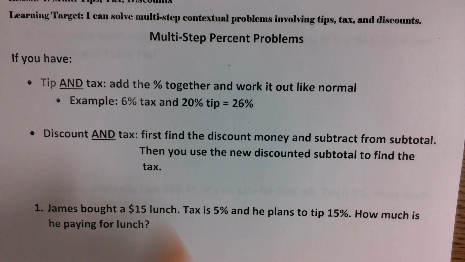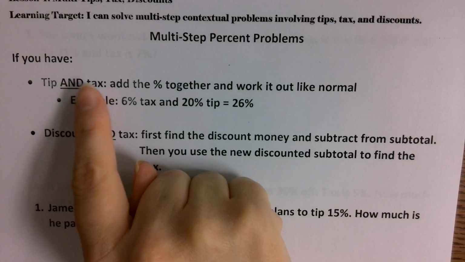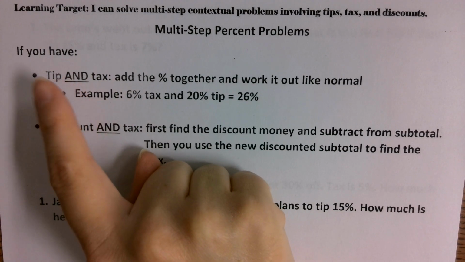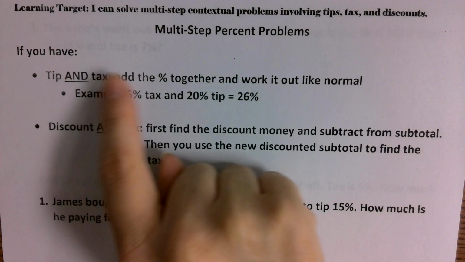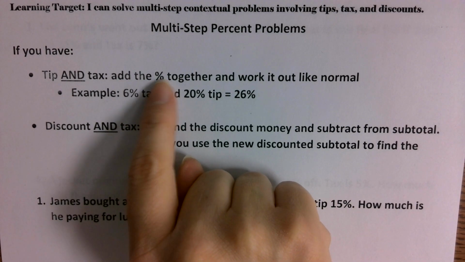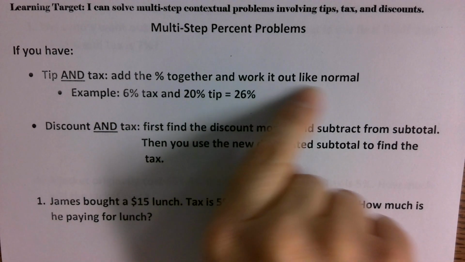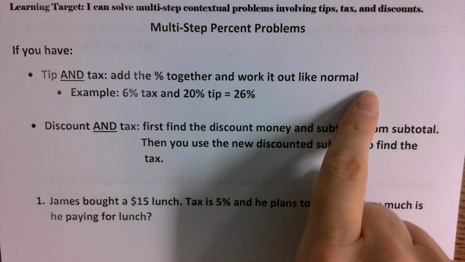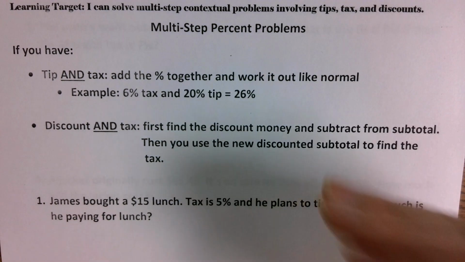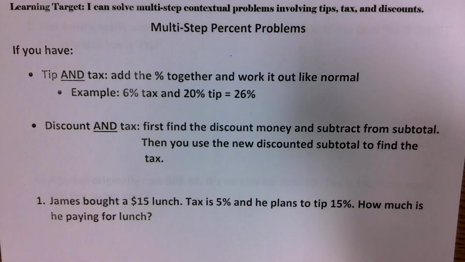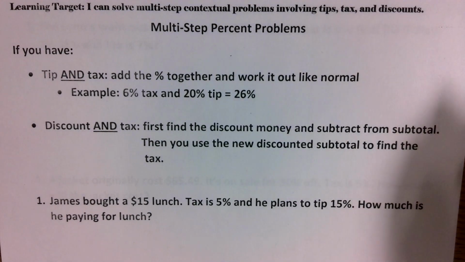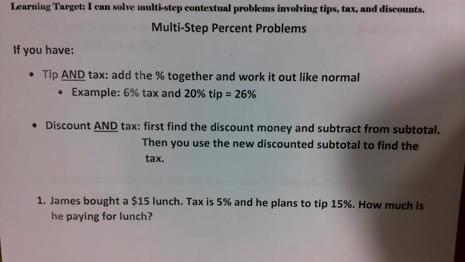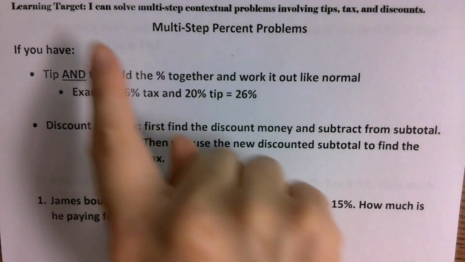So in situations where you have tip and tax, what you do, you will add the percents together and then work it out as if it was a single percent problem. You add the percents together and work it out as a single percent problem if they're just wanting you to find the final cost. Now, if they're asking you in detail, hey, what's the amount that you're going to give in tip? Hey, what's the amount that you're going to give in tax? And then, hey, what's the amount that you're going to give total? Then you would have to work them out individually.